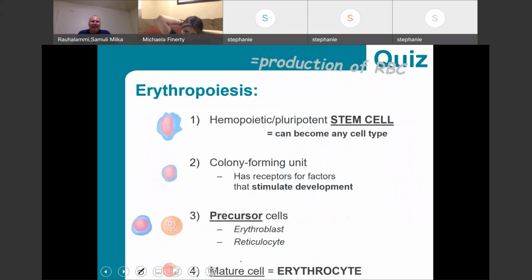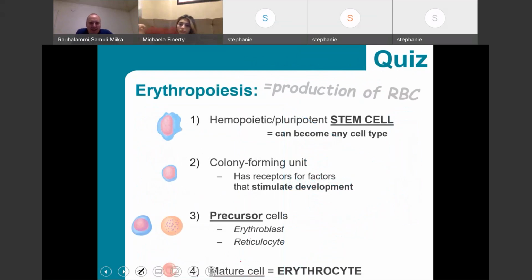Okay. Perfect. One thing that I'm hoping that the annotation works.